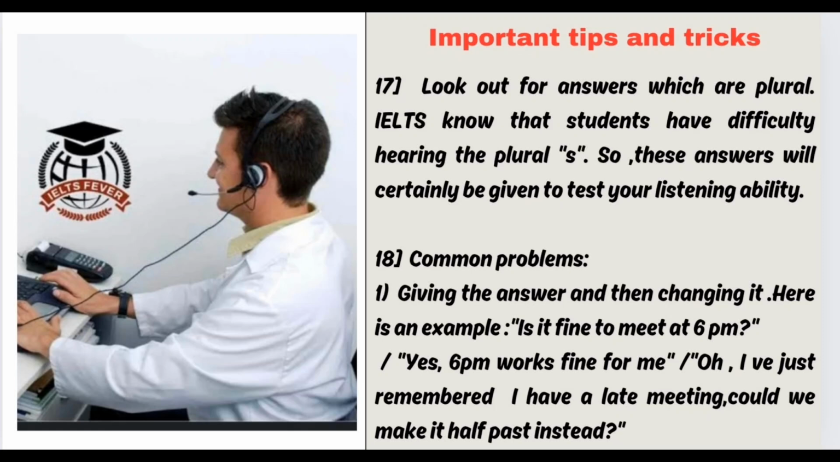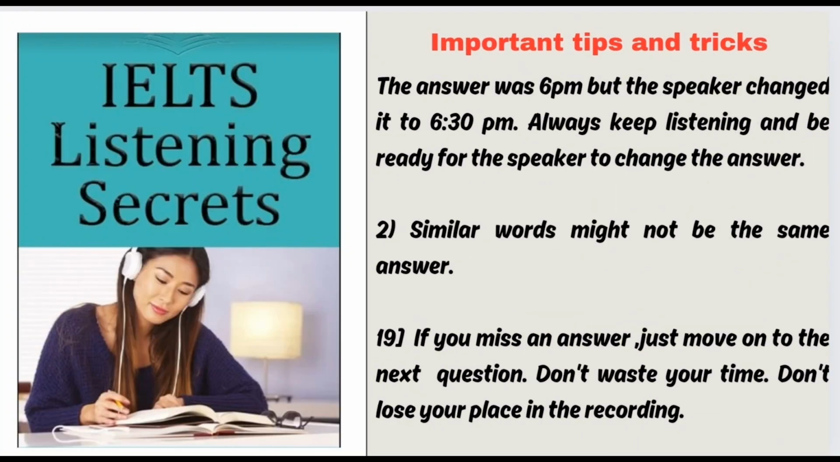Now, tip number 18: giving the answer and then changing it. It's a very common trap, and these are the ways that IELTS really tries to test your understanding and your vocabulary. I'll give you an example of a common trap. This is when the answers are given. For example, is it fine to meet at 6 pm? Yes, 6 pm works fine for me. Oh, I've just remembered I have a late meeting. Could we make it half past instead? So suddenly, instead of the answer being 6, it is now 6:30.